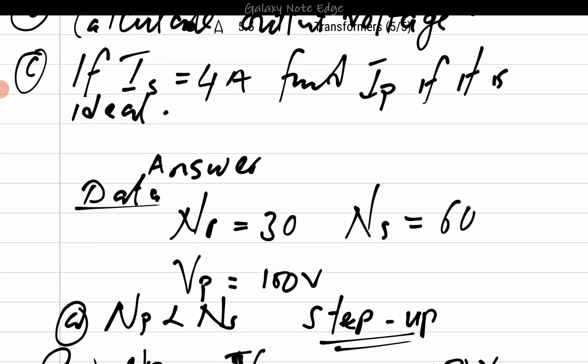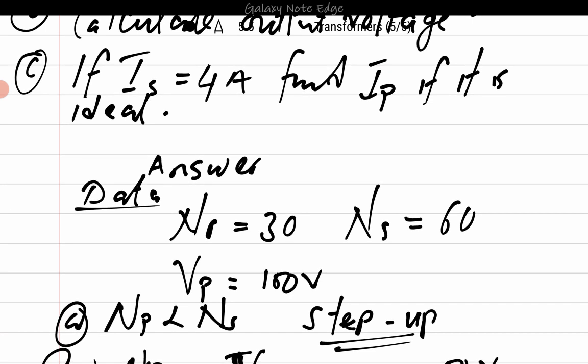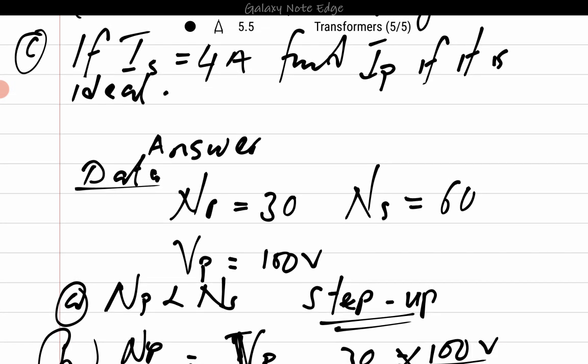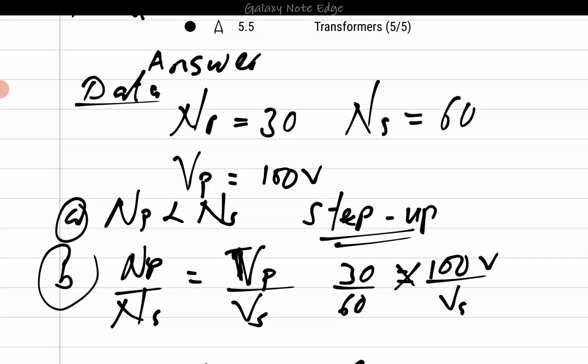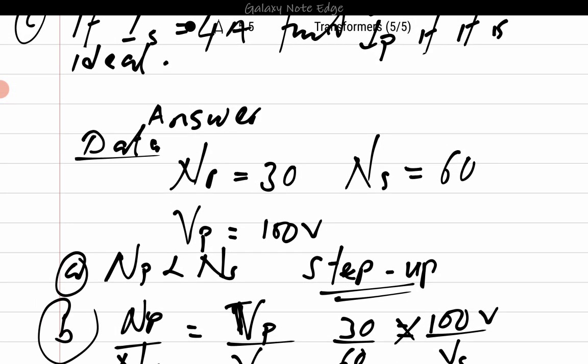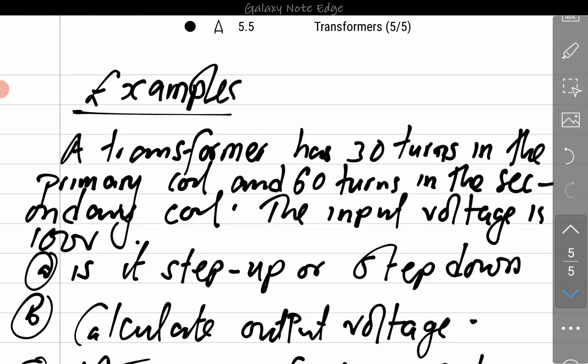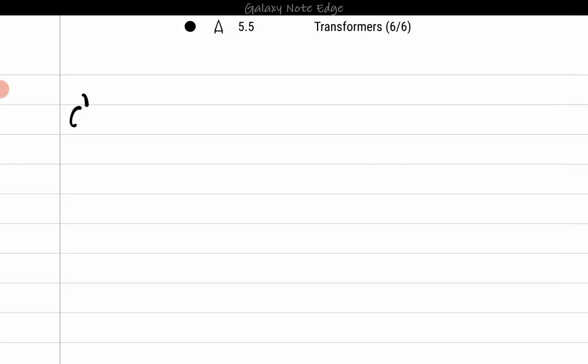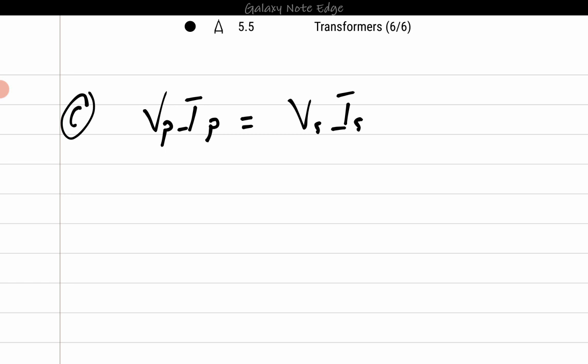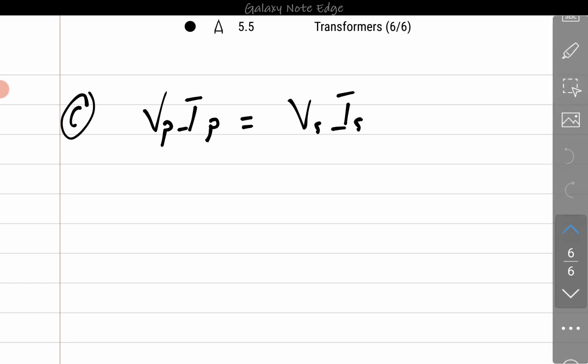Then the last question says if output current is 4 amps, find primary current if the machine or the transformer is actually ideal. So you can go back to the question and look at it once again. But we know that when we are dealing with an ideal transformer, VP times IP must be equal to VS times IS.